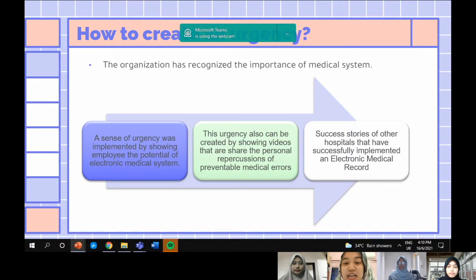Secondly, this urgency can also be created by showing videos that share the personal repercussions of preventable medical errors. This is the way employees in the medical center accept the changes, through videos. For example, videos about medical errors when using manual medical records, which make people afraid of errors, such as Amira, a college student who has a rare disease.